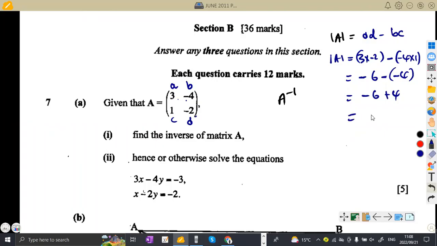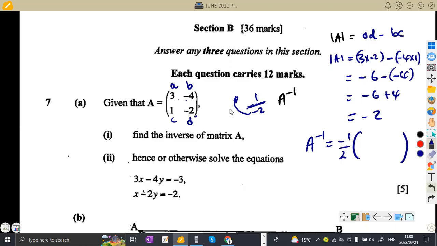All right, so this is your determinant. Then the inverse, remember, is 1 over the determinant. So it was supposed to be 1 over minus 2. Take note how it was supposed to be. It was supposed to be 1 over minus 2 like this, but we know that the negative is supposed to be written on top. So it's going to be negative 1 over 2.